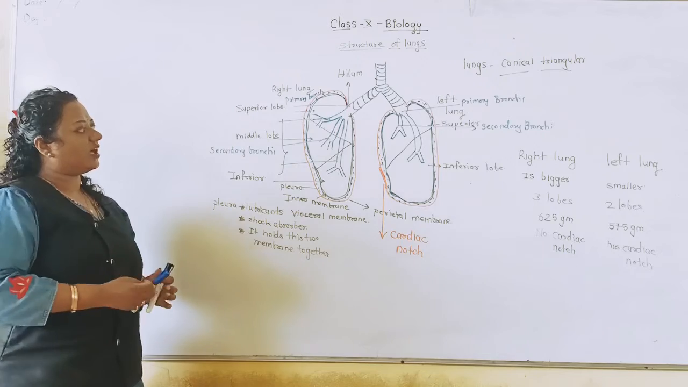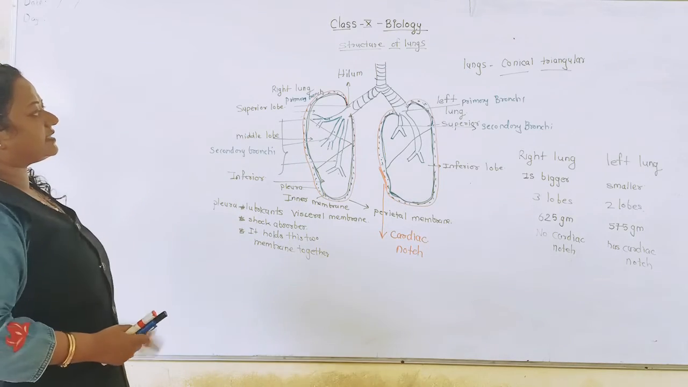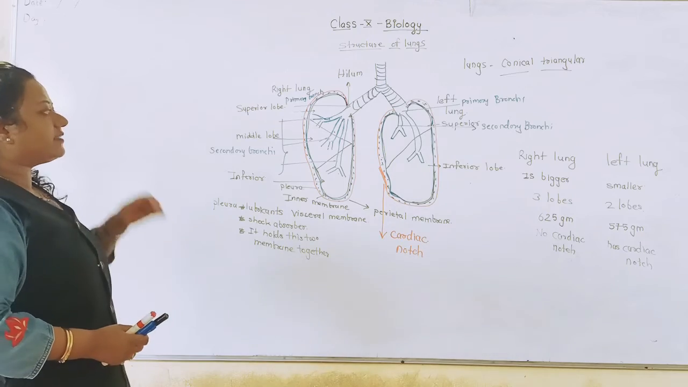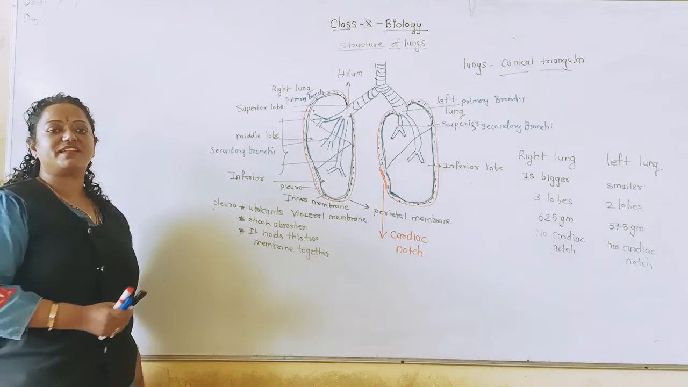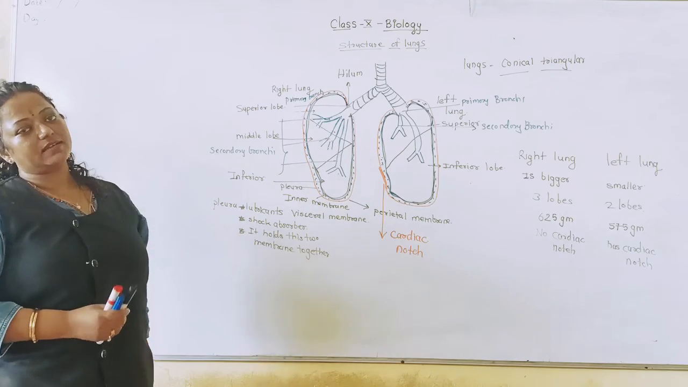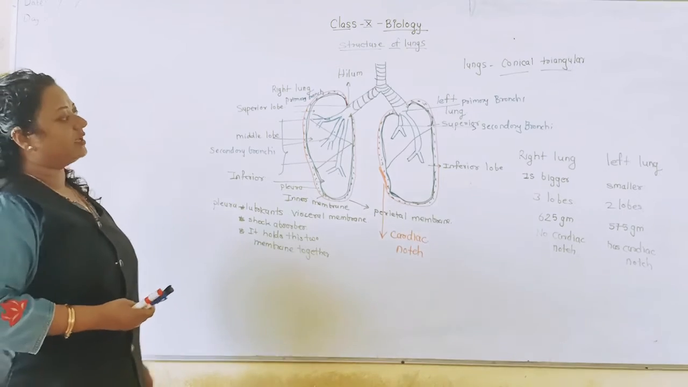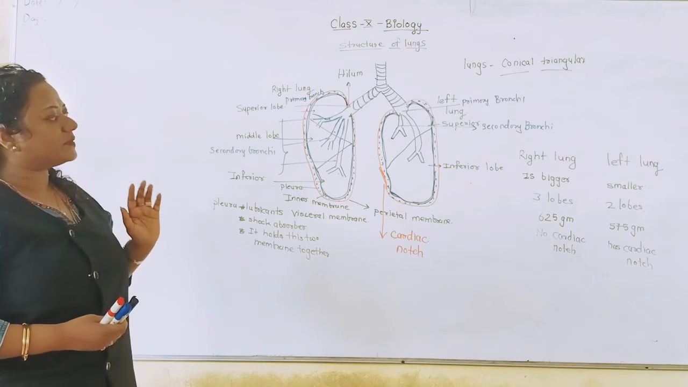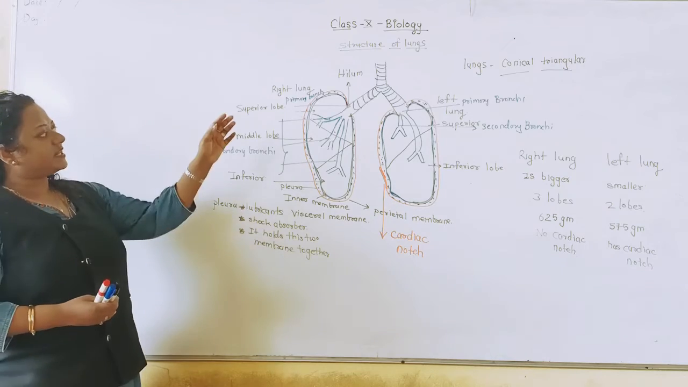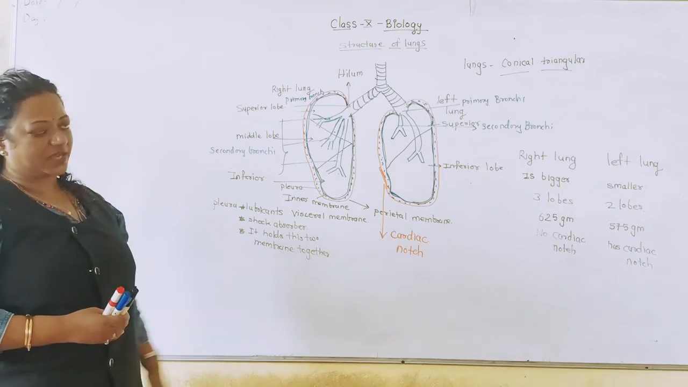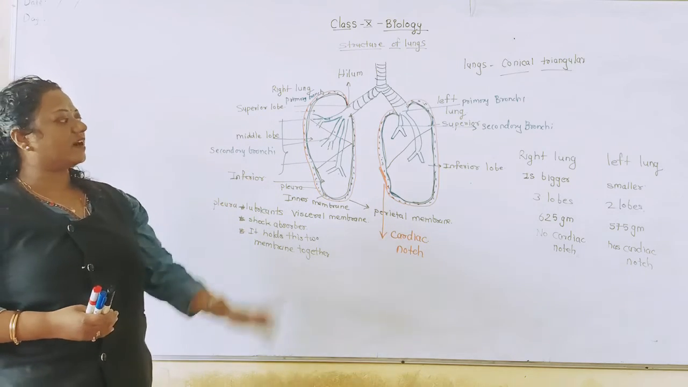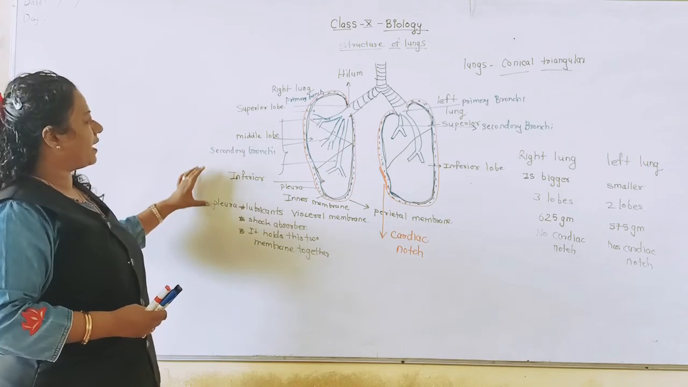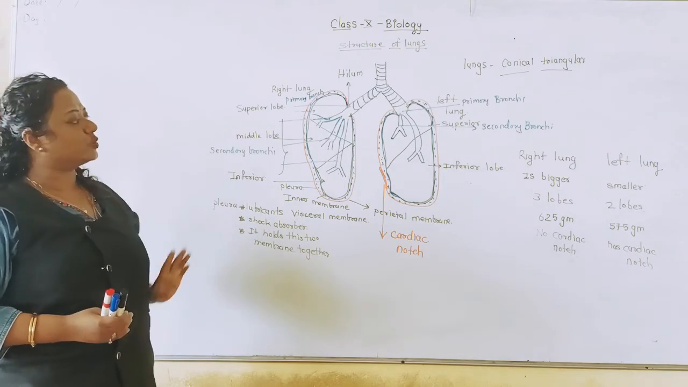This is the trachea, these are the lungs, and these lungs are conical or triangular in shape, right? There will be two lungs, the right lung and the left lung. The right lung will be bigger in size, while the left lung will be smaller. The right lung will have three lobes as it is bigger, and the left lung will have two lobes, that is superior and inferior, and there are only two lobes.